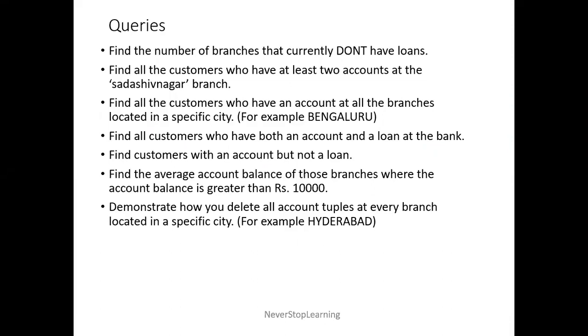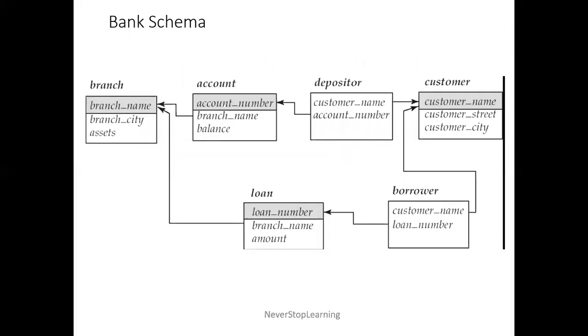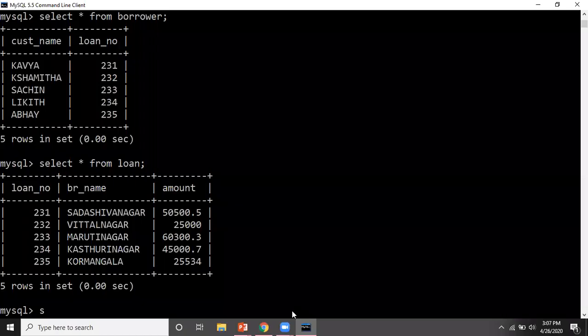The first query is: find the number of branches that currently don't have a loan. We want those branches that don't have a loan, and we want the count because it's asking for the number of branches. The branches which have a loan come from the loan table. The loan details of the branches come from the loan table, and we are talking about branches, so I'm going to work on the branch table as well. Let me write the query.